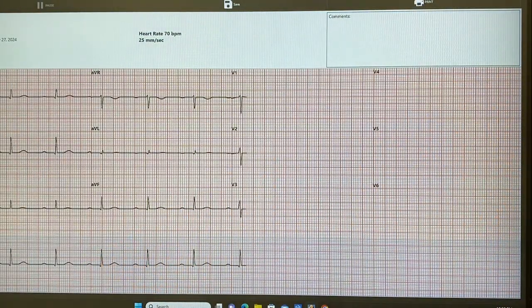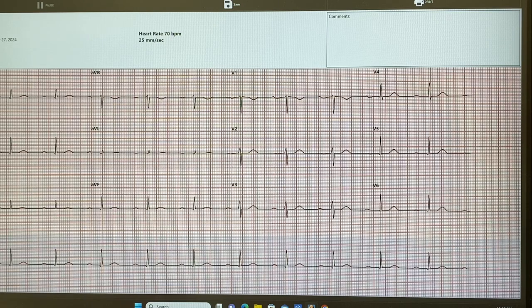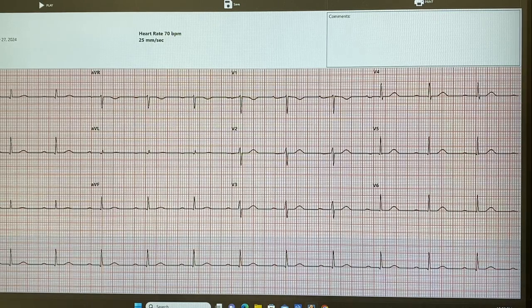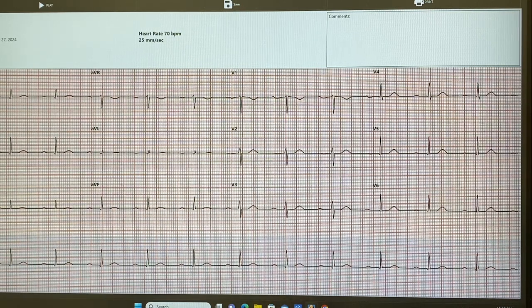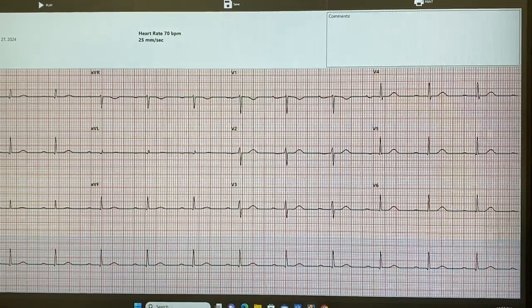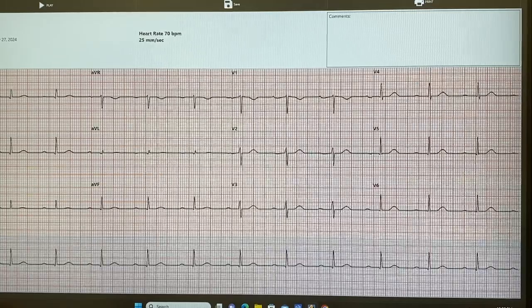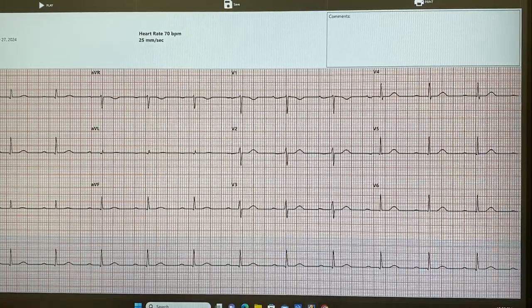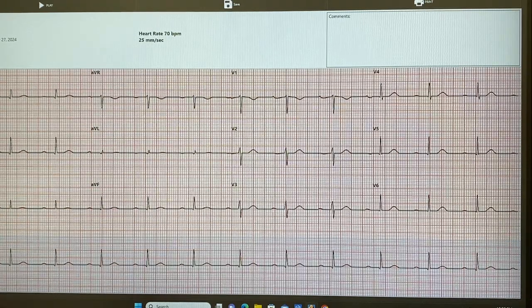All right, look at my second lead here. Let's look at my rhythm first. To look at my rhythm, I need to measure the R to R of the complex. Rate is measured between the R's of the complex. It's still the same, R to R.